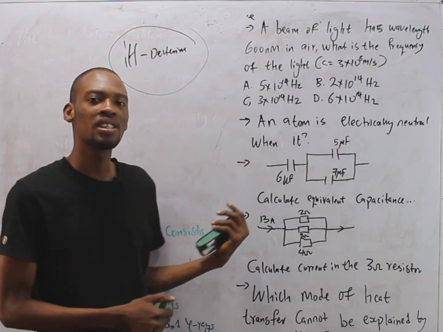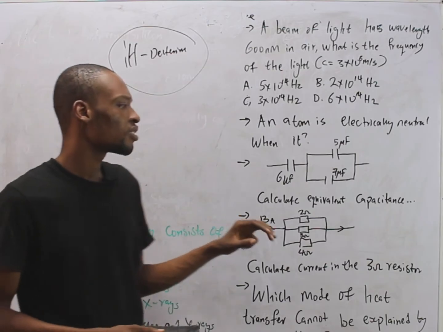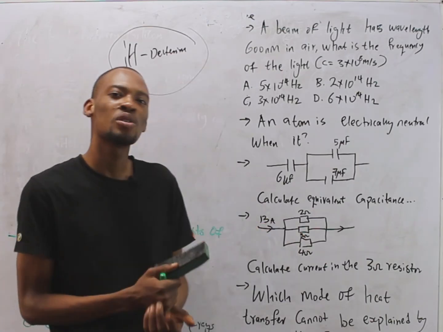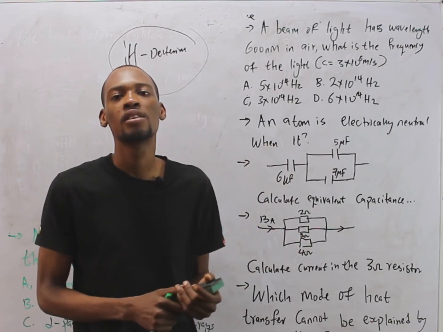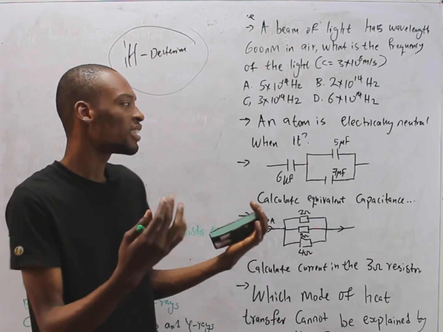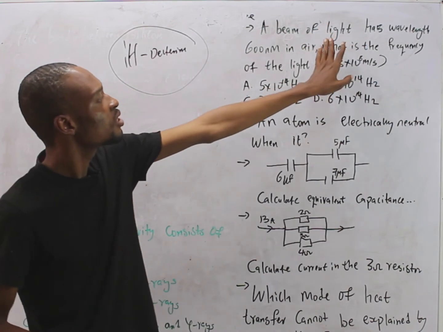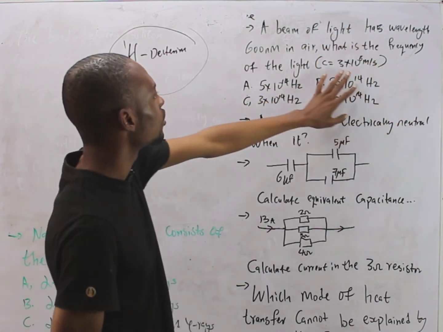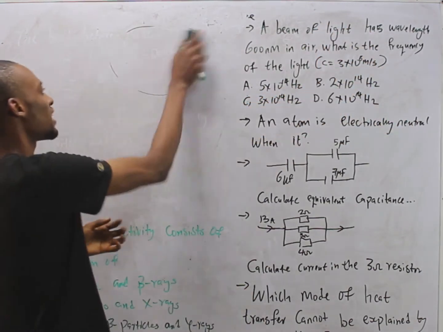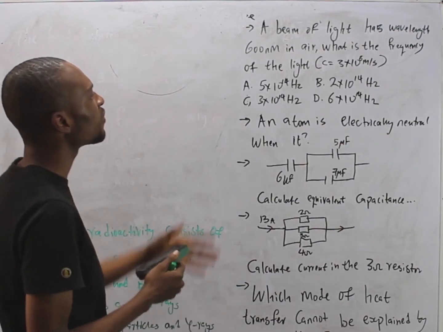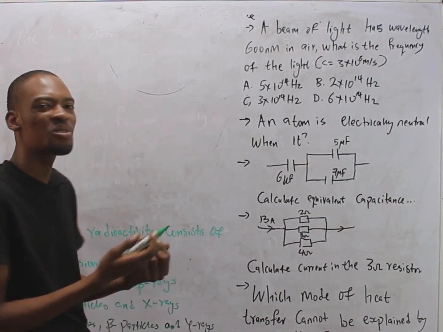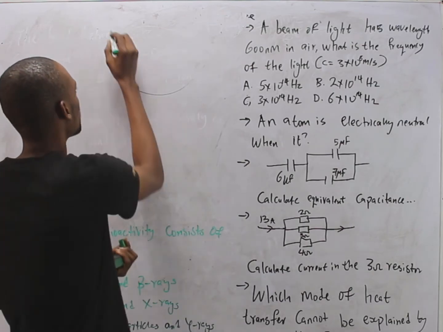But in radioactivity and other nuclear physics, an atom can actually disintegrate to give you energy and other radiations. And this question is asking us to find the frequency of light. The beam of light has a wavelength of 600 nanometer.